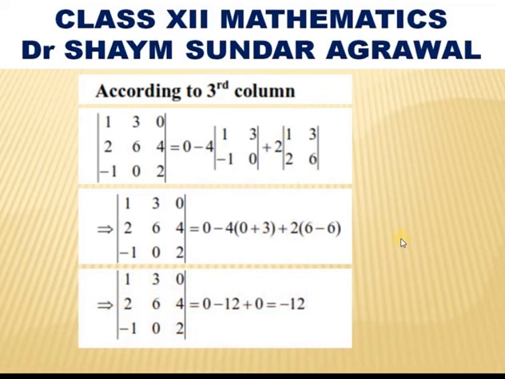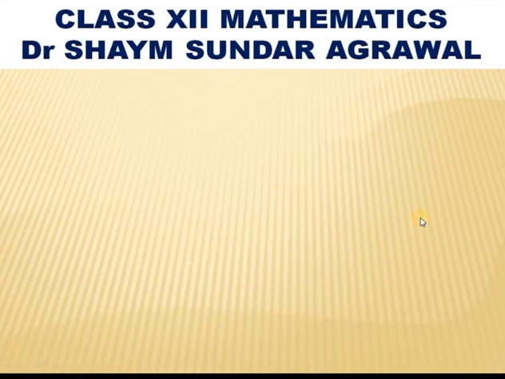So, according to the first row, second row, third row, and according to the first column, second column and third column, in all the cases the determinant of that is equal to minus 12.